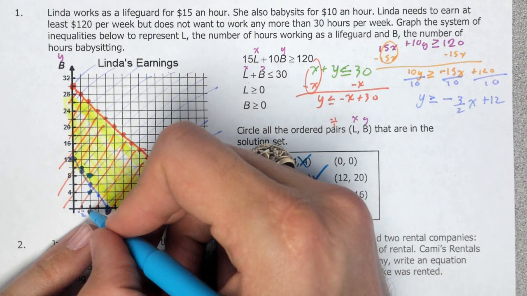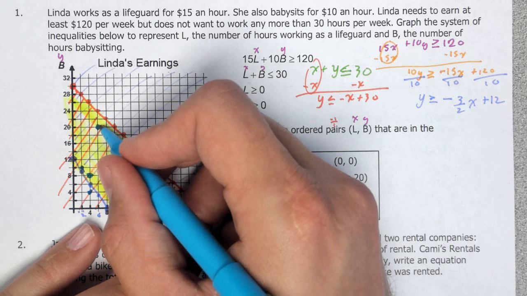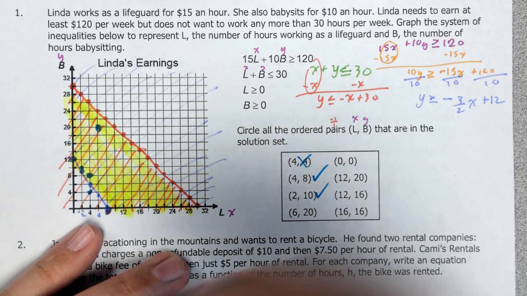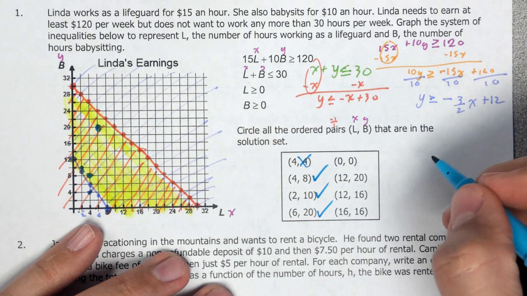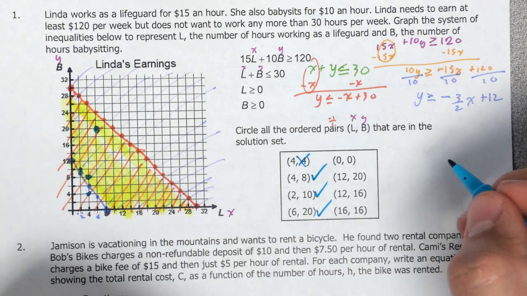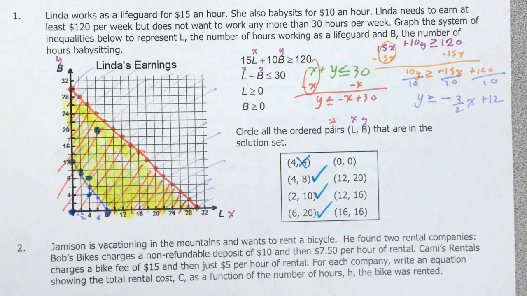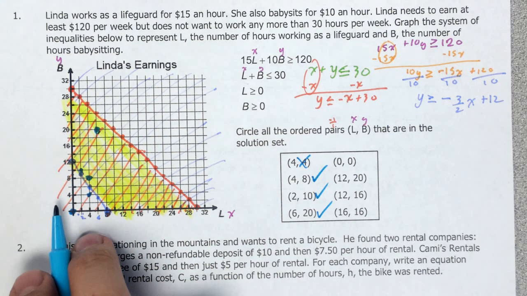6, 20. 6 right here. Follow that up to 20. Easily in my yellow. That works. 0, 0 is that point, the origin. I don't know why we would choose that one.